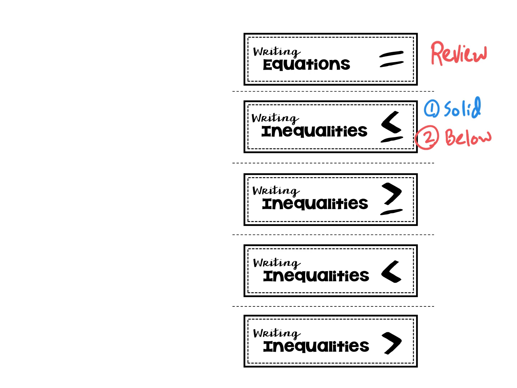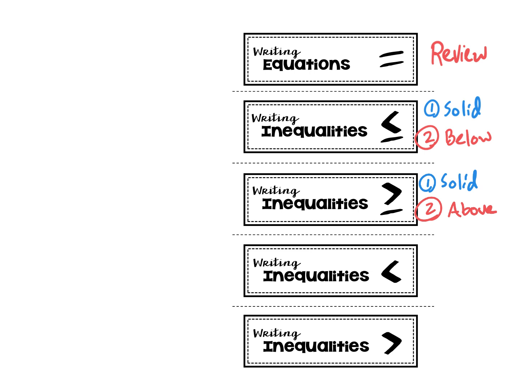So, for the next inequality, it's greater than or equal to. Again, this one is going to be a solid line. However, where would it be shaded on this one? Above. Perfect. So being able to see these things and pull them out.